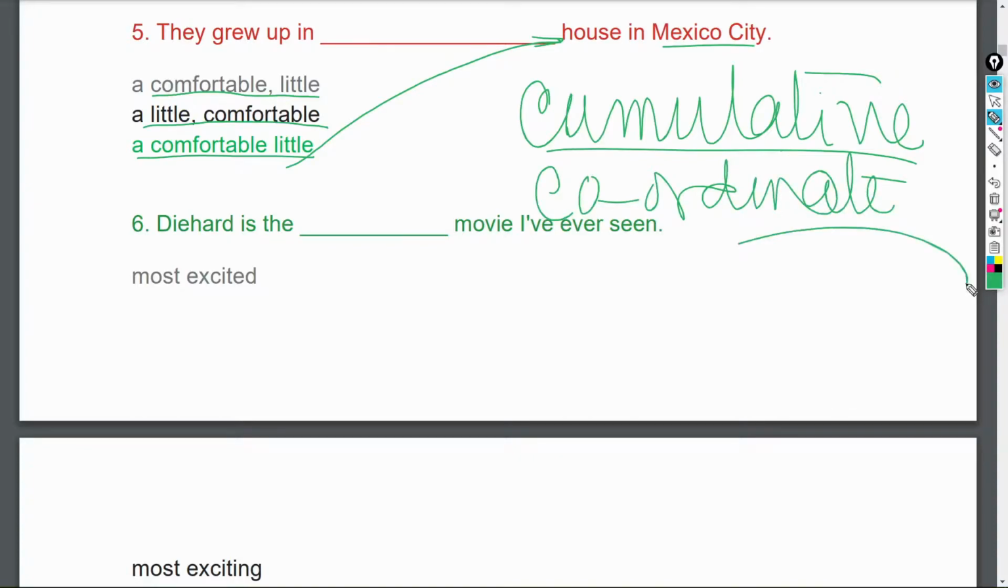तो इधर मतलब कोऑर्डिनेट नहीं है, ये दोनों मतलब मिलके हैं, comfortable and little. Little मतलब ये साइज का बात कर रहे हैं, और जो comfortable है मतलब ये स्टेटस का बात कर रहे हैं, है ना. The state and the status, and therefore the comfortable will come first, and in between these two there will be no comma. I suppose you got it. All right, then let us go to the next question.